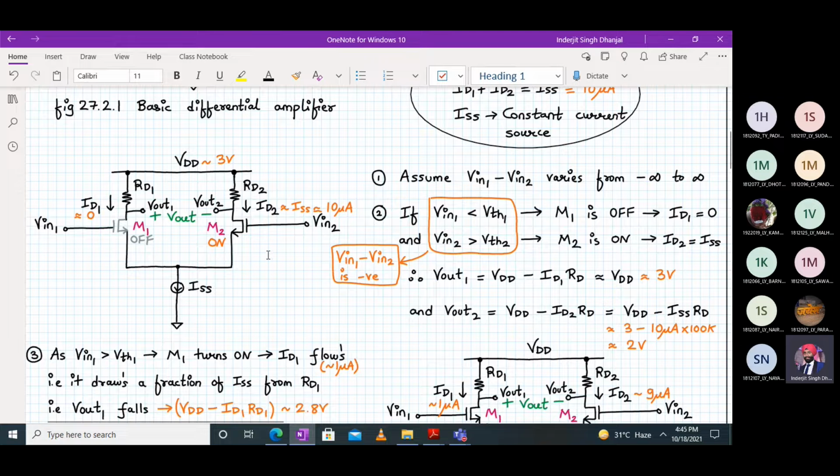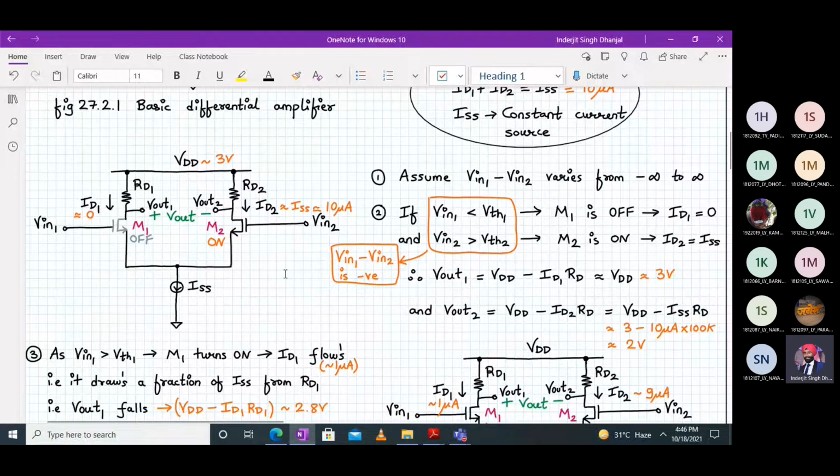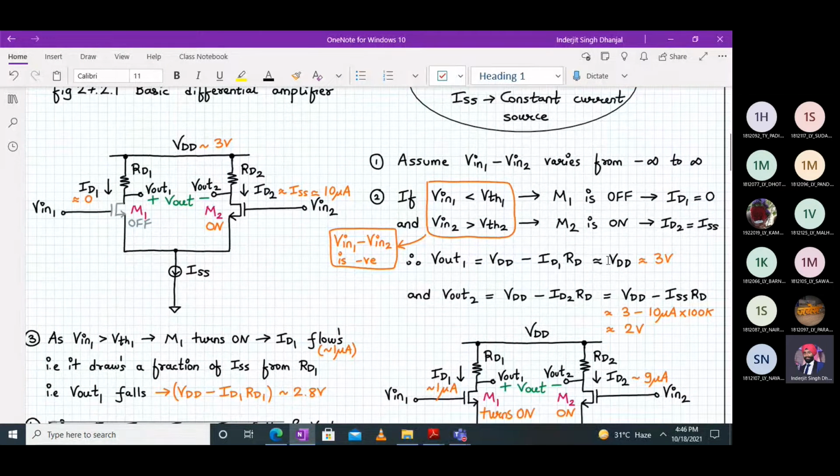So what will be ID2? ID2 will be equal to ISS, and that value is 10 microamperes. Let's assume that the supply voltage VDD is 3 volt. Now, what will be my Vout1? Vout1 will be VDD minus ID1 RD, correct? Here ID1 is 0, so Vout1 will be equal to VDD, which is 3 volt.